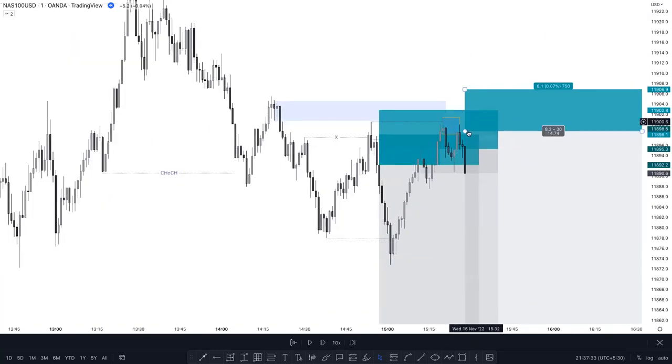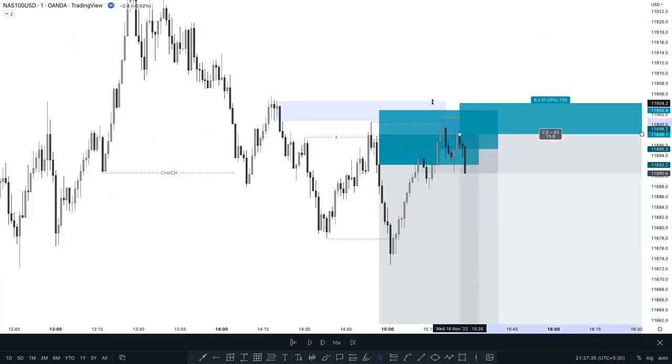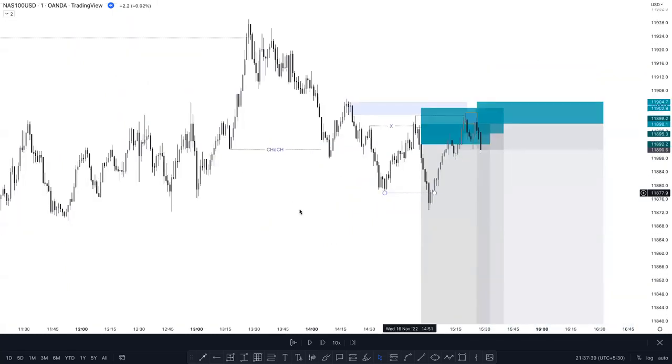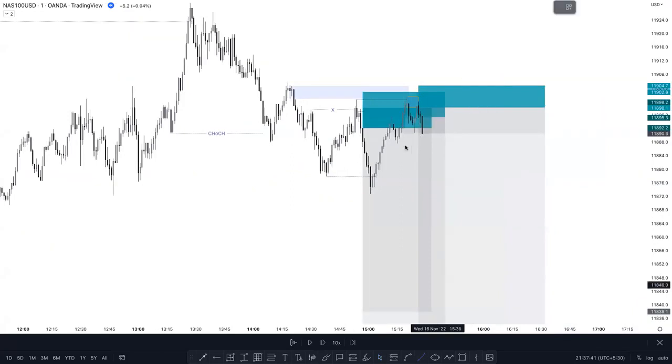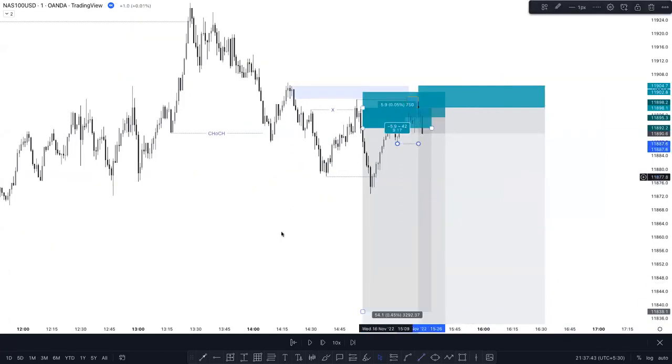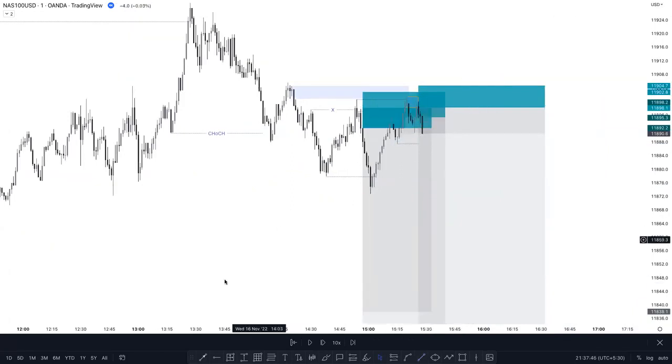Correct, like this. Put the stop loss just a bit above. And when market breaks this low, you can move your stop loss to the break even point.